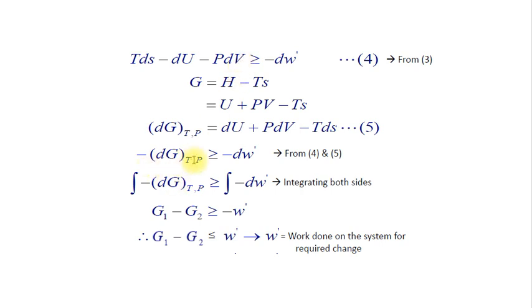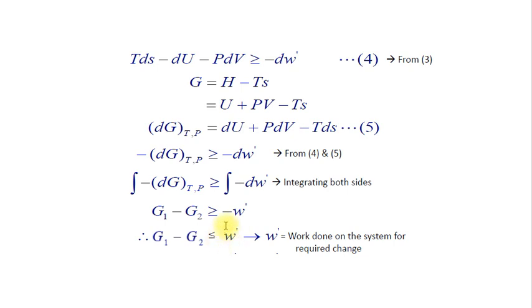So it will become minus dG at constant temperature and pressure should be greater than or equal to minus dw dash, and this is the irreversible work. This is the actual work required for the system. If you integrate both sides, it will become G1 minus G2 should be greater than or equal to minus dw. When you change the sign, it will become G1 minus G2 should be less than or equal to dw. So this is the minimum work required for providing the change in the system.